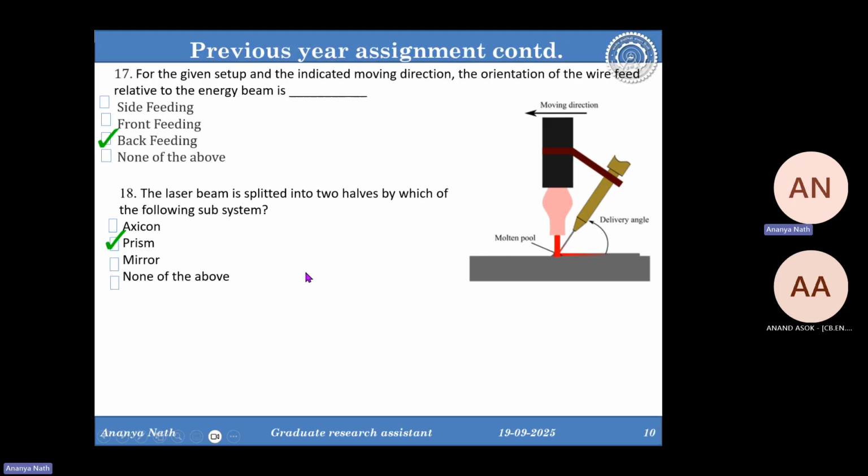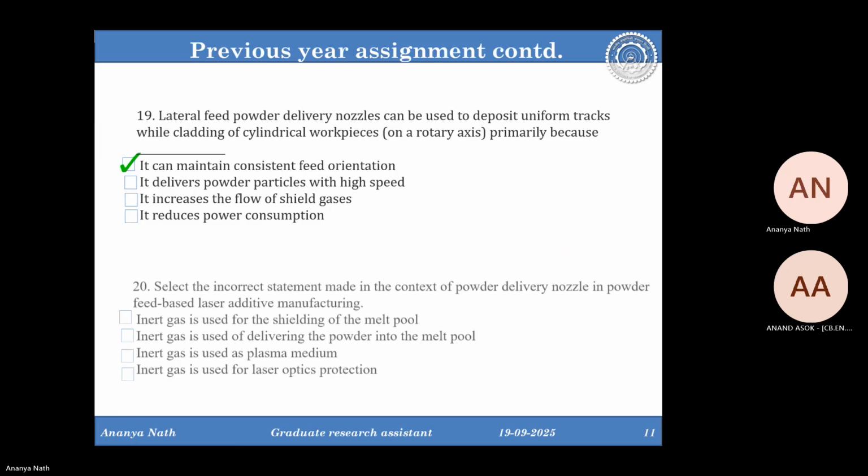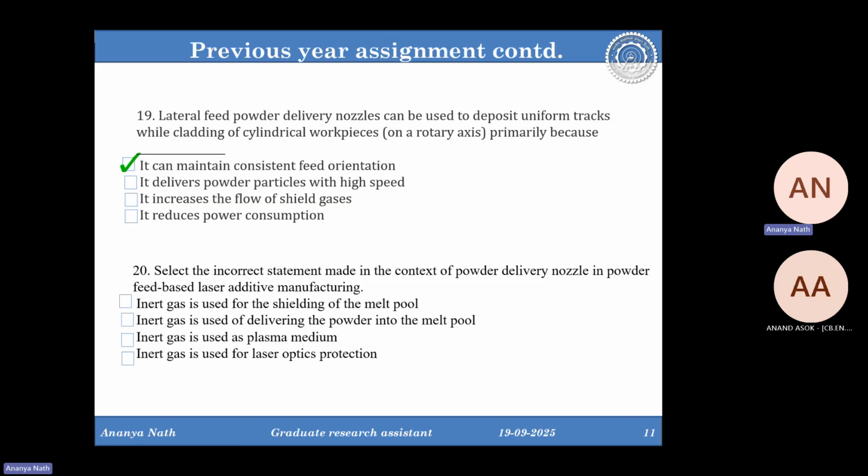Okay. So next is: lateral feed powder delivery nozzle can be used to deposit uniform tracks while cladding of cylindrical workpiece, primarily because it can maintain consistent feed orientation. Select the incorrect statement.